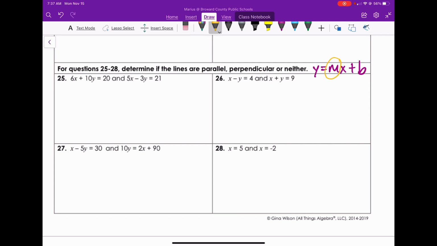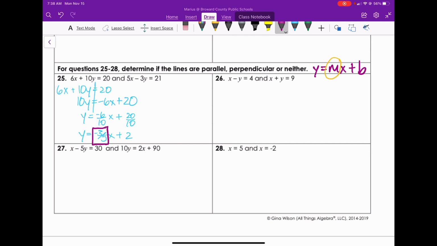So for number 25, that first equation, we have 6x plus 10y equals 20. We start off by moving the 6x to the other side, so that becomes negative 6x plus 20 on the right. And then we're going to divide everything by 10. So negative 6 tenths x plus 20 divided by 10. But when we simplify that, that becomes negative 3/5 x plus 2, okay? Mind you, this is the slope for that first equation.